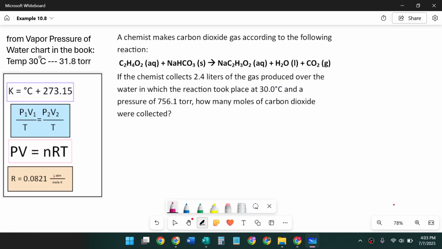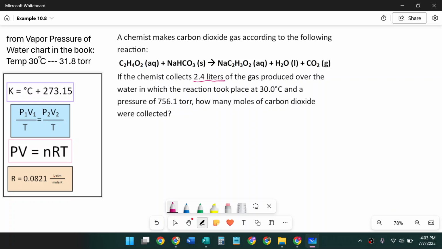The problem says, a chemist makes carbon dioxide gas according to the following reaction, and we have a chemical equation here that represents that. If the chemist collects 2.4 liters of the gas produced over the water in which the reaction took place at 30 degrees Celsius and a pressure of 756.1 torr, how many moles of carbon dioxide were collected? If you're not even sure where to start with this, let's start labeling things.